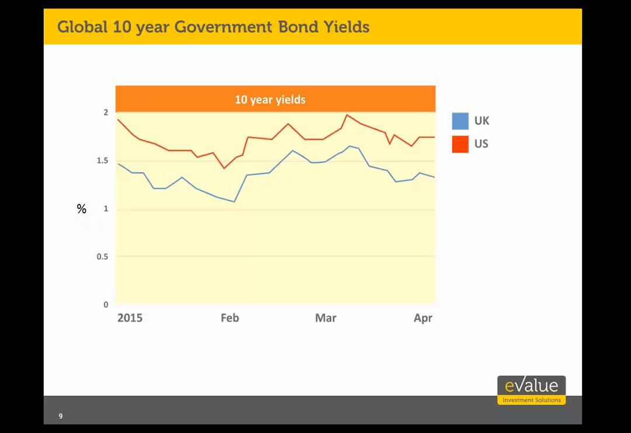Now compare this to yields around the world. The US followed a much similar pattern, but with a very slightly higher expected return on the growth redemption yield than the UK.